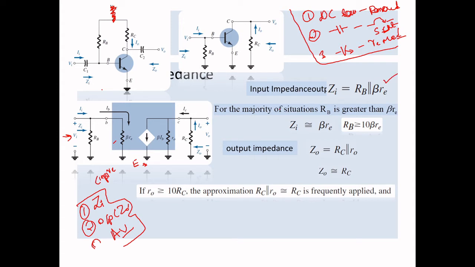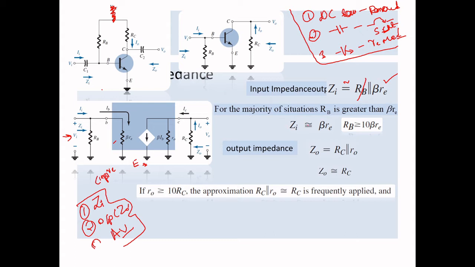That's it. Now consider a common situation: in most circuits, your RB value will be greater than 10 times your beta re. If this condition is satisfied, I can neglect this RB and approximately write it as beta times re.